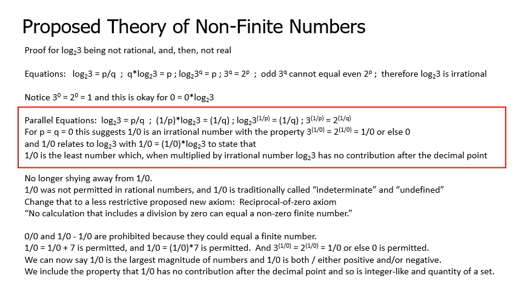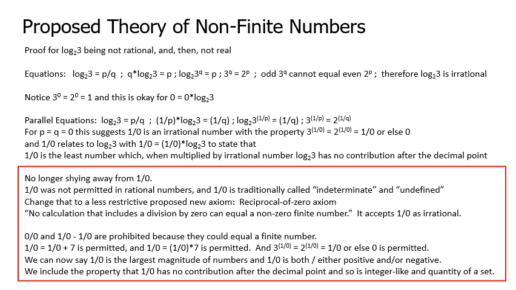are related, it appears, by the equation division reciprocal of 0 equals division reciprocal of 0 times log to base 2 of 3. If we suppose the division reciprocal of 0 is integer-like and that it has no contribution after the decimal point, so that it can be the quantity of a set, then that equation states that the division reciprocal of 0 is the smallest number we can multiply into irrational number log to base 2 of 3, so that there is no contribution after the decimal point in the product.